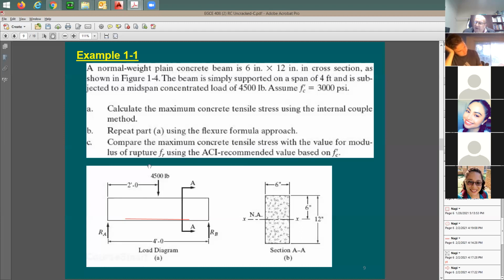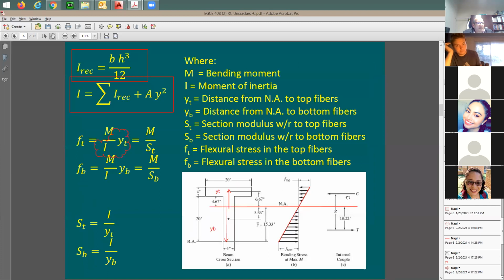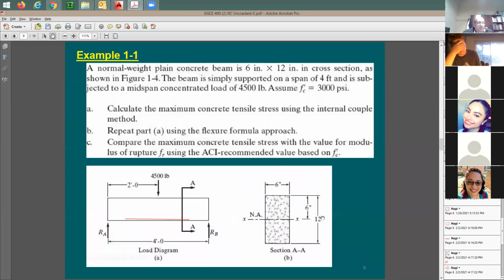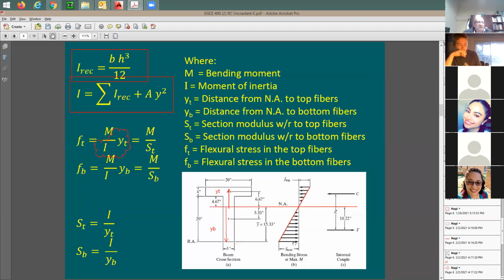If I'd like to repeat these 3 items, the first one, do you want me to do this internal couple method? Where's the internal couple method? We can say, yeah, find out C and T, and based on this, find out the moment. Actually, the moment is given to you, right? Look at this. The moment is given to you. But it says here, calculate the maximum concrete tensile stress, which means they want you to find out the stress after you find out C and T. This is going to be one method, the couple method or the force method.